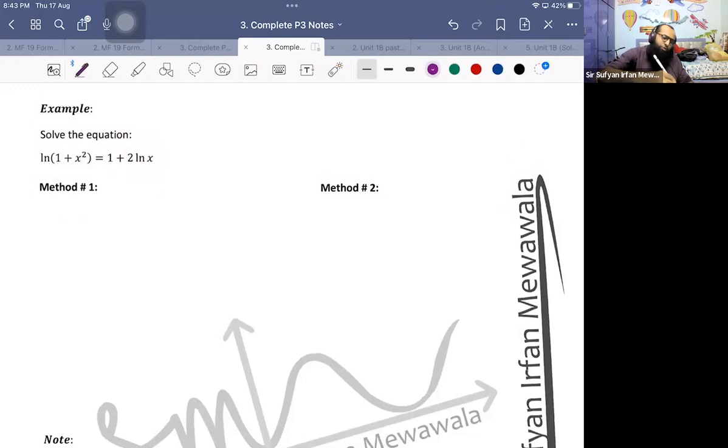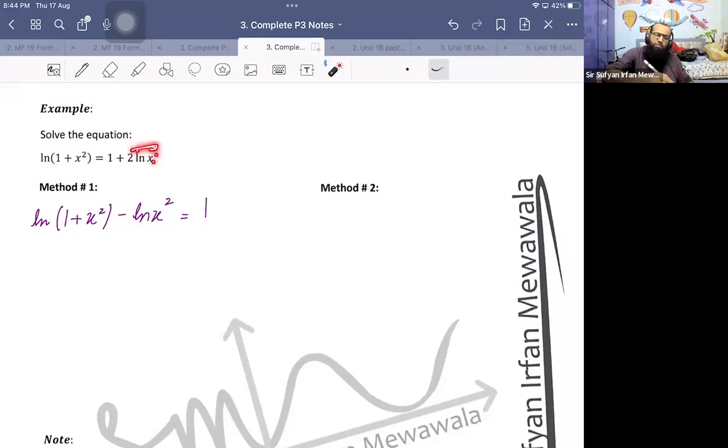So this is what I'm going to do now. ln 1 plus x square minus ln x whole square. I did 2 steps together, right? 2 steps together over here is equals to 1. The first step, 2 shifted to the power, 2 became the power of x using power law, ln x square, and then shifting ln x square to the left side.